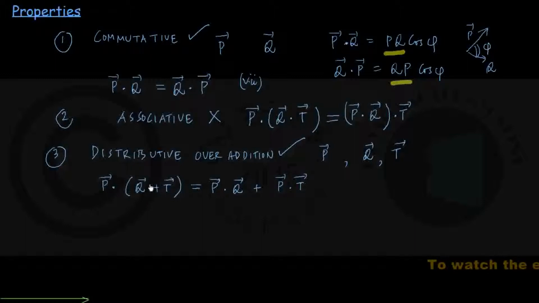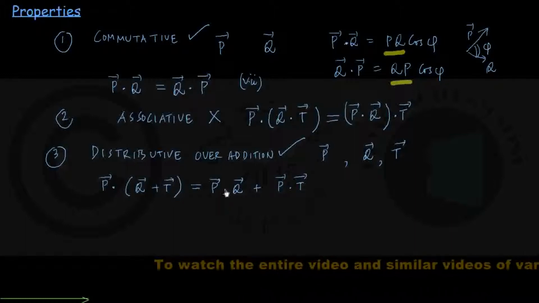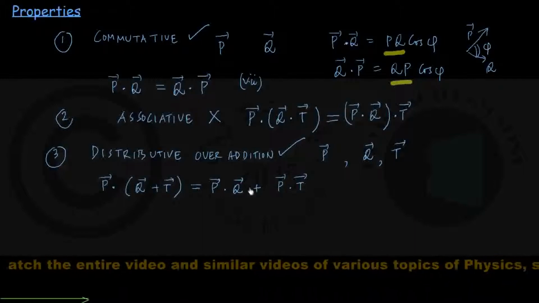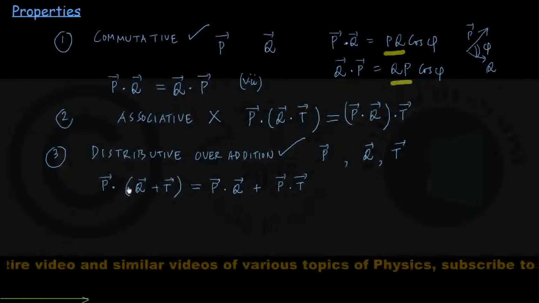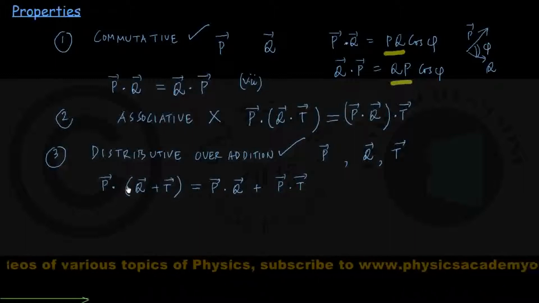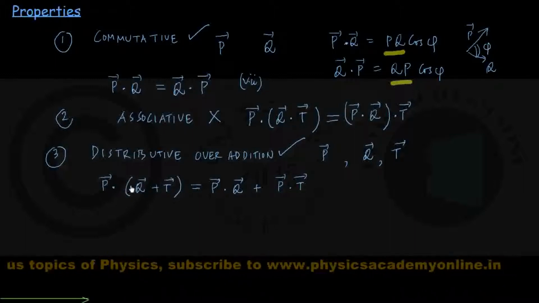Now, it should be possible to prove that. Now again, this is what? The dot product P dot Q, that's a scalar. And again, P dot T, that's a scalar. These two scalars must add up to give the result that's the left hand side. That's once again a scalar. That is the meaning of distributive property of scalar product.